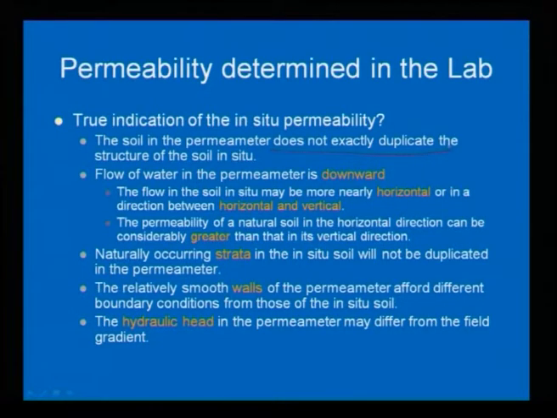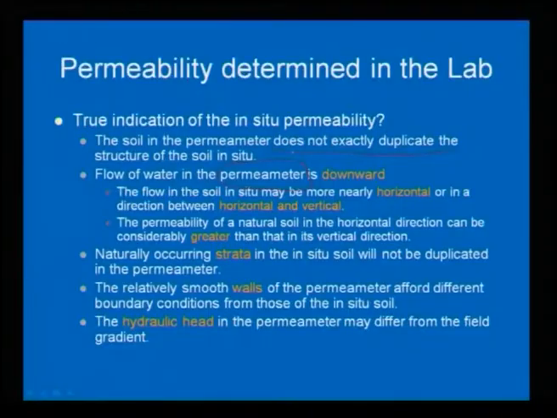Flow of water in a permeameter, generally in the laboratory, is by means of the permeameter test, or permeability test. Flow of water in a permeameter is downward, that means whatever we do in the laboratory test, generally it is downward. However, flow in the soil in situ may be more nearly horizontal. It may be possible in the field that it is horizontal, or in a direction between horizontal and vertical.